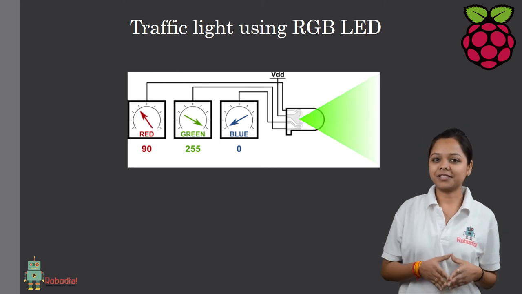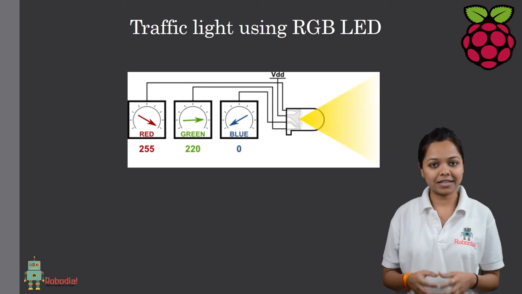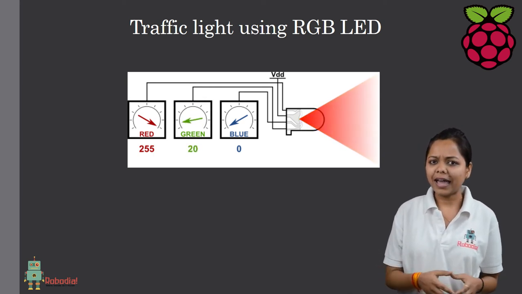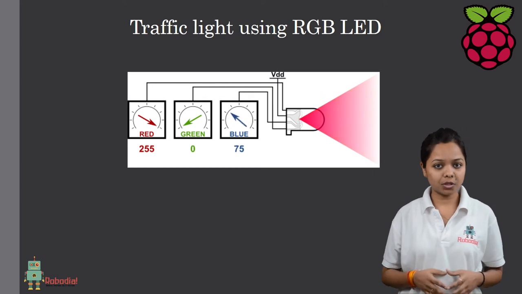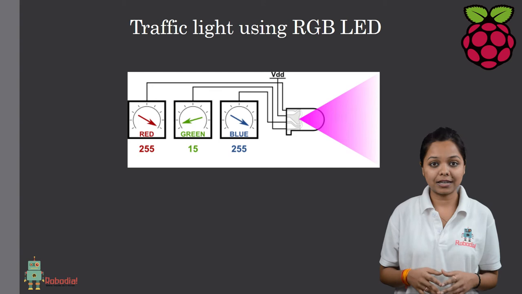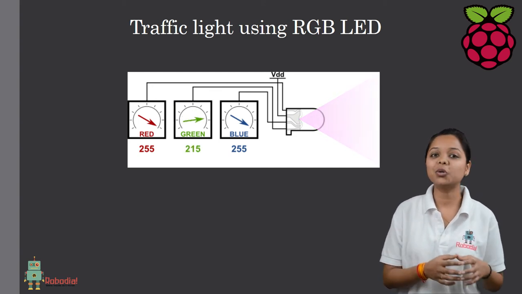Welcome back everyone. In the previous video, we learned about the traffic light signal and also about the traffic light library. Like I mentioned in the previous video, here in this video, I will be making the same traffic light signal with the help of RGB LED with new concept and new coding.